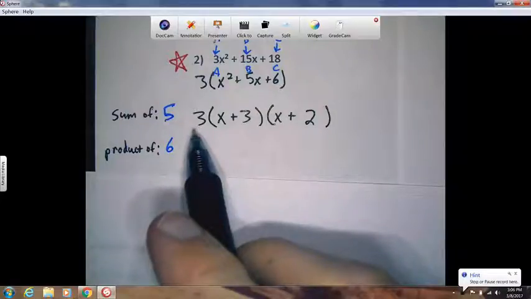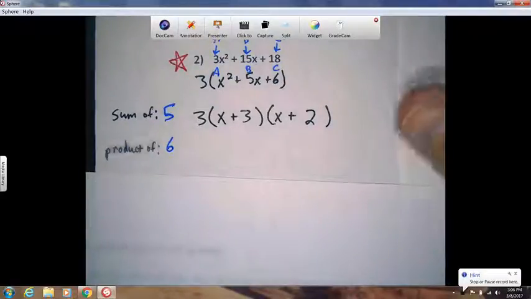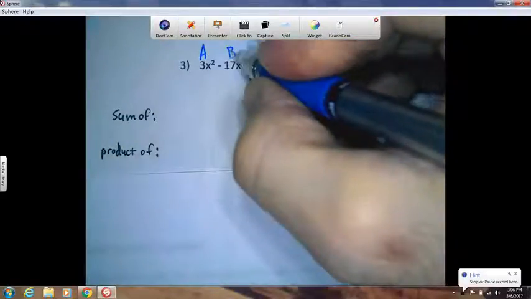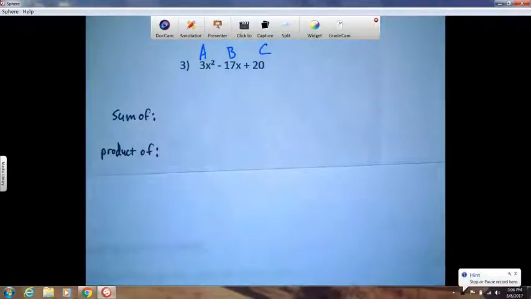Okay, number 3. So again, I'm looking at all this. I'm looking for a greatest common factor. Does something divide into all of these? No. 17 is prime, so I have A, B, and C. I know that I'm going to break down this into 2 terms.